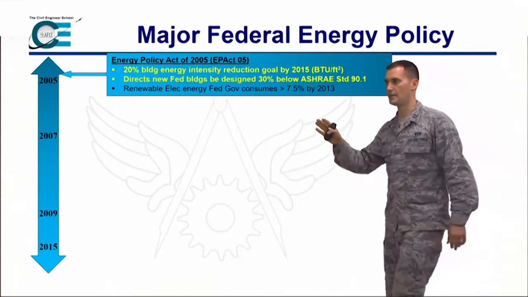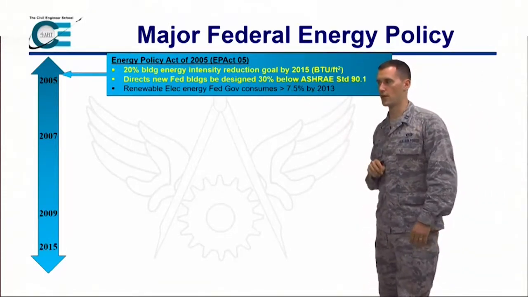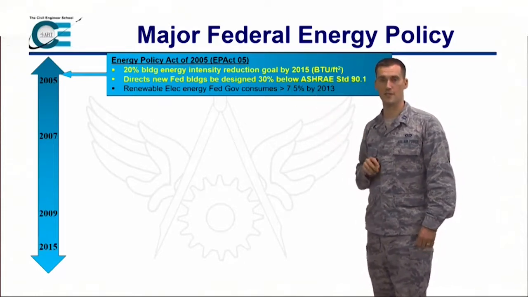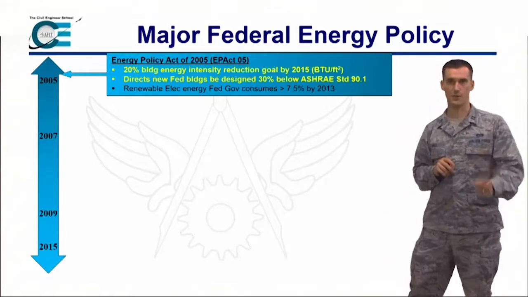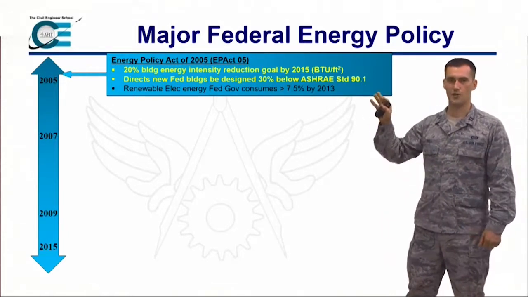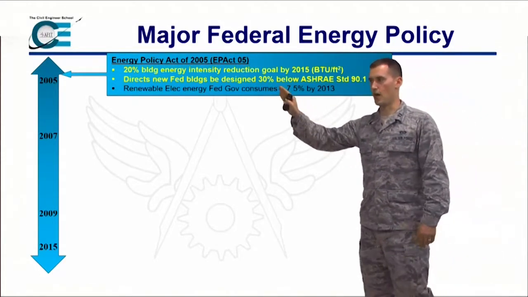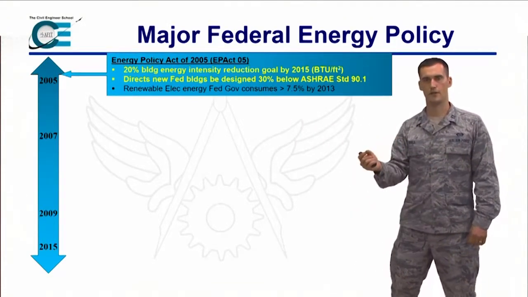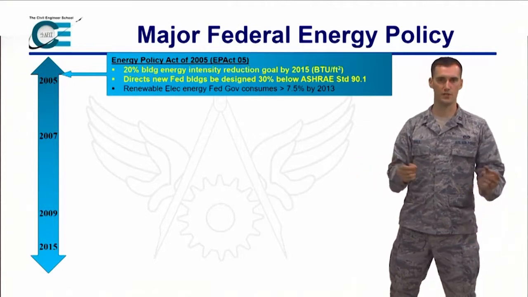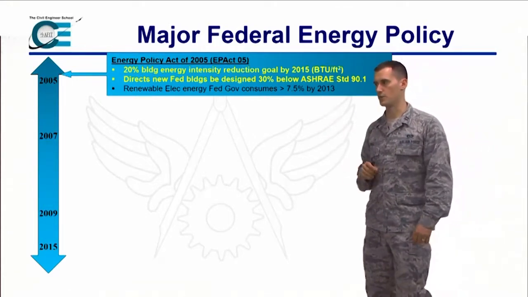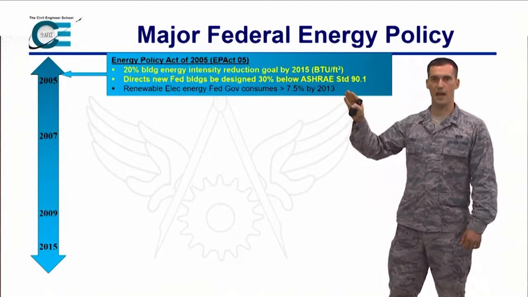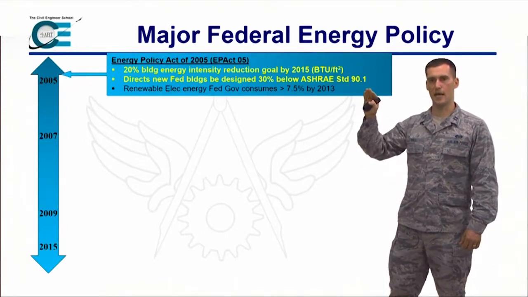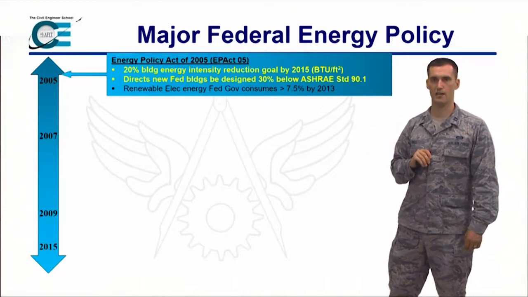So the big highlights from here: we want to reduce our energy intensity by 20% by 2015. Last year we got those 2015 results, and I'll show you how we did there. But this was all off of a 2003 baseline. So between the 12 years between 2003 and 2015, we wanted to reduce by 20%. It also directed that federal buildings had to be designed 30% better than ASHRAE standard 90.1.